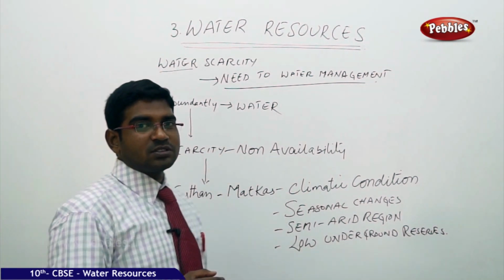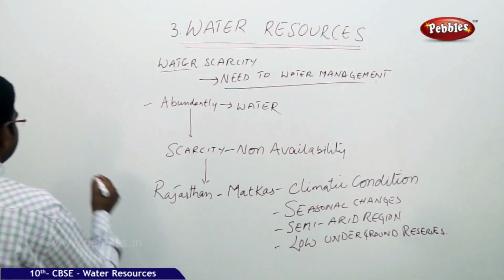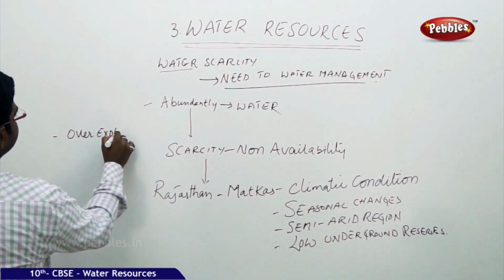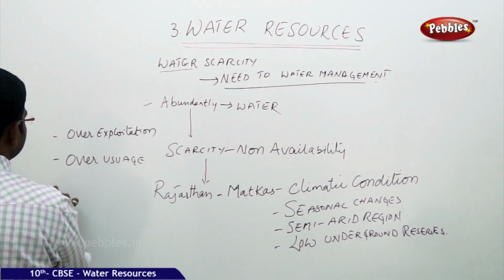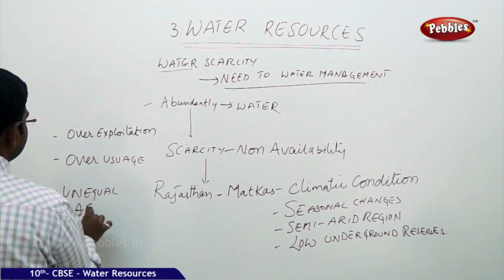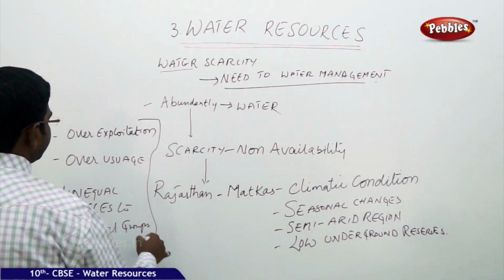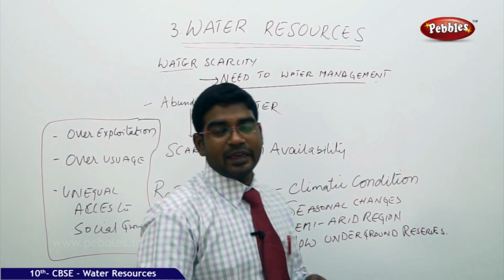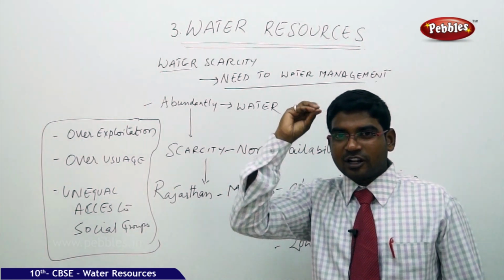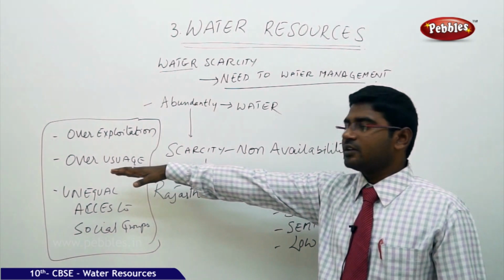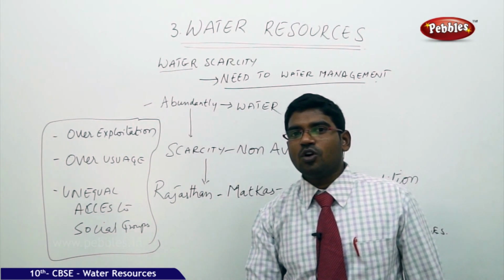What are the other possible options that may change a place to become scarce of water? Those options are over exploitation, over usage, unequal access to social groups. These three could also be the social factors which can influence a place from turning from a fertile land to a dry land, like over exploitation. By a particular family or by a particular community of people, the water will be over exploited, resulting in the over usage of a particular resource. Any resource which can be overused will result in scarcity. Next, the unequal access to all social communities or groups.